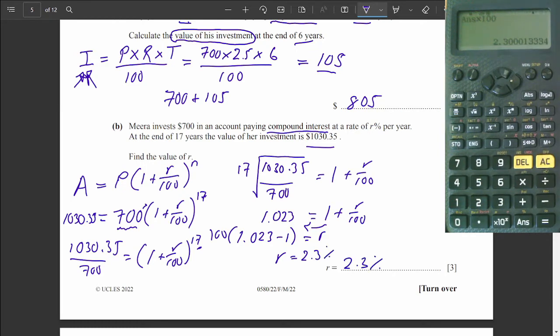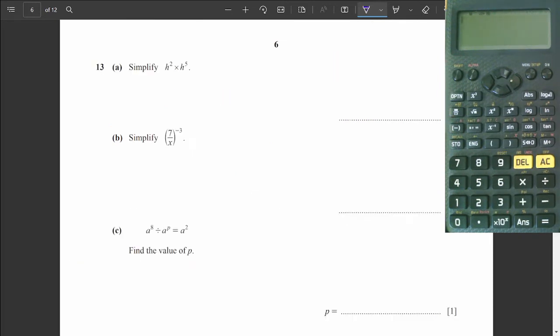And that's the answer. Question 13 is all about indices. The first one, remember the first rule of indices. When we're multiplying with the same base number, we add the indices together. So that is simply h to the power of 7.